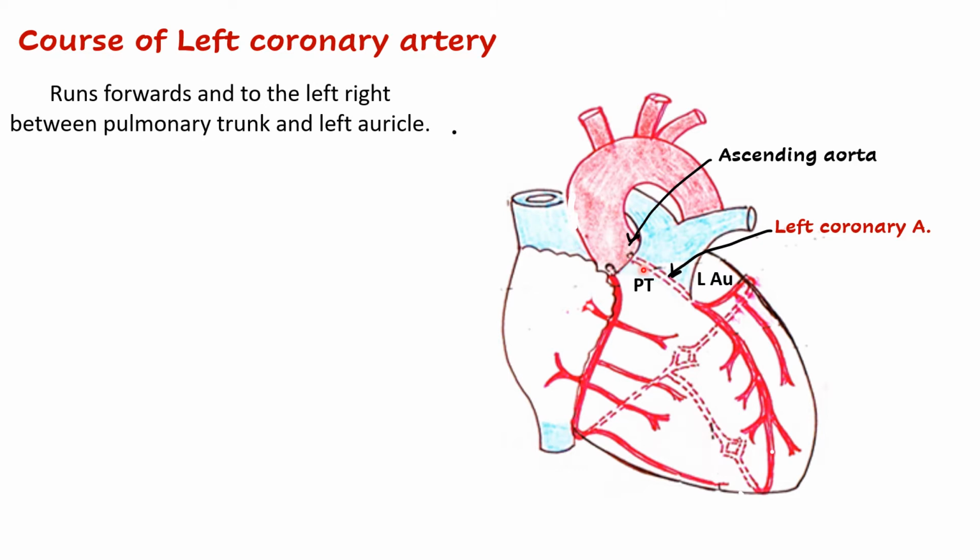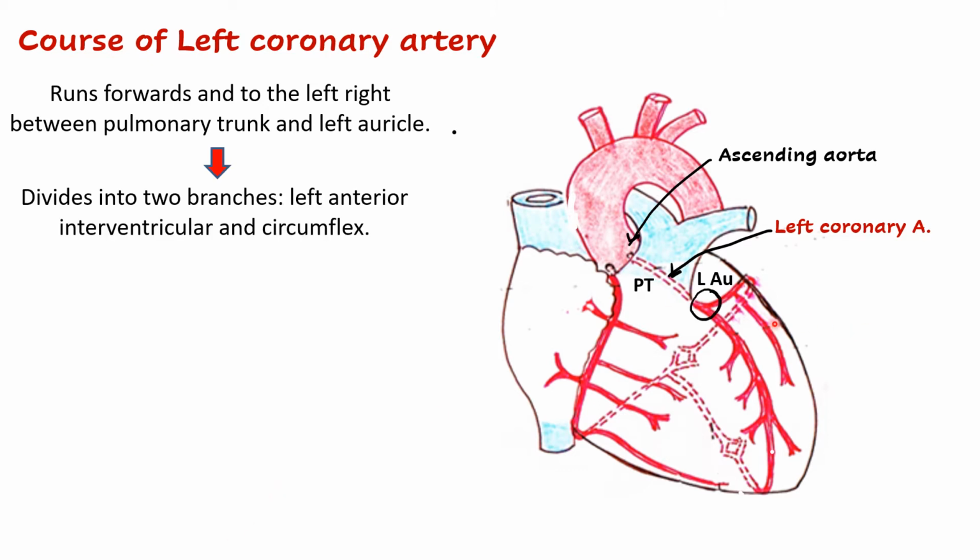So this is running behind the pulmonary trunk, right? You can see here. So it will run towards forward and to the left between the pulmonary trunk and the left auricle. So it's very similar to the right one. That was running forward between the pulmonary trunk and the right auricle. And this is between the pulmonary trunk and the left auricle. But this is behind that. And then after that, it immediately, after a very short course, it divides into two branches.